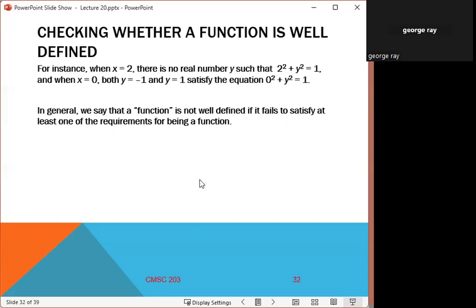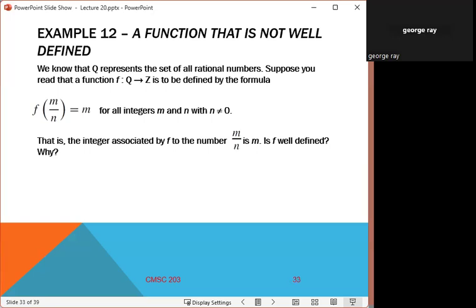So it's not well defined because it fails to meet at least one of the requirements, and in this case, it failed both. So let's consider another function. Q is the set of rationals, and you want to map the rationals to the integers. And the way you do that is you just take the numerator. So f of m divided by n is equal to m.